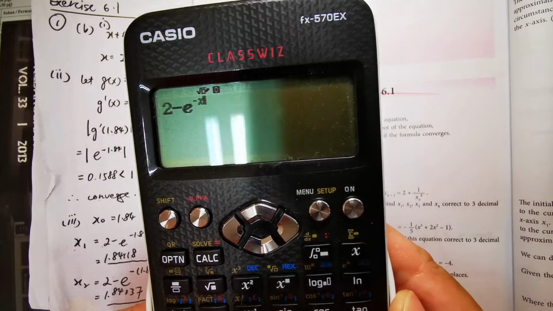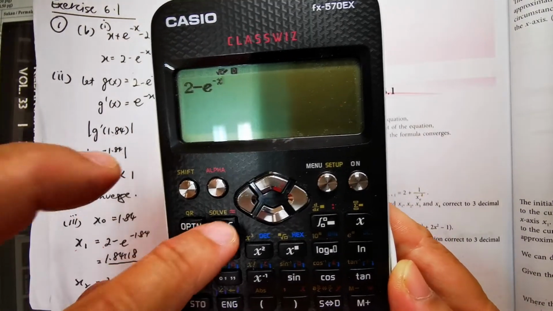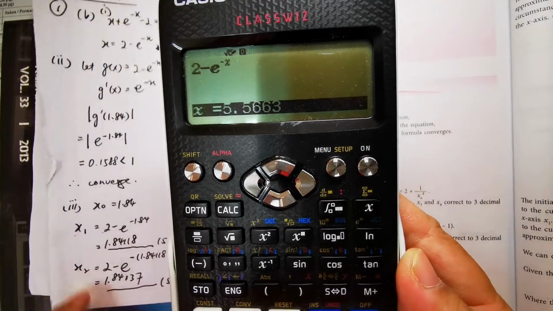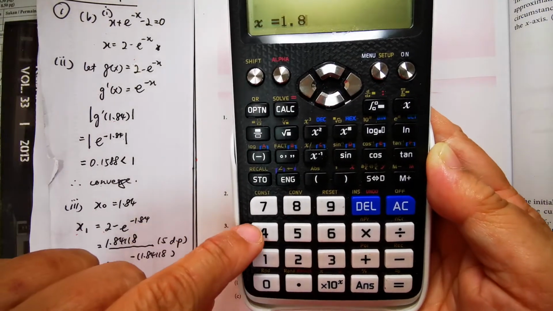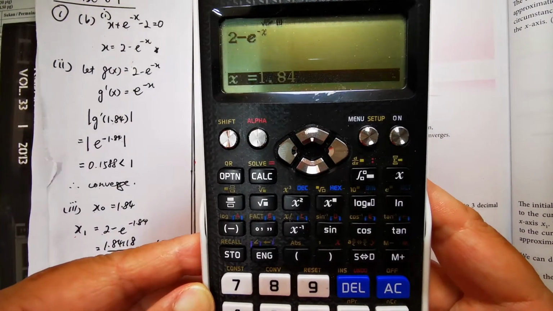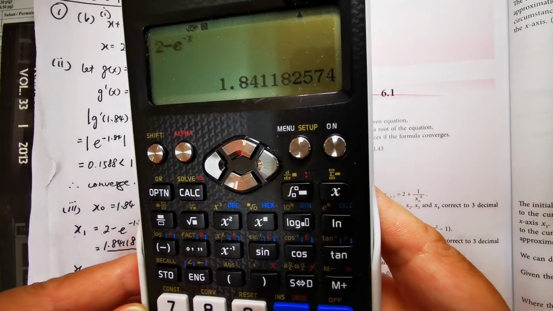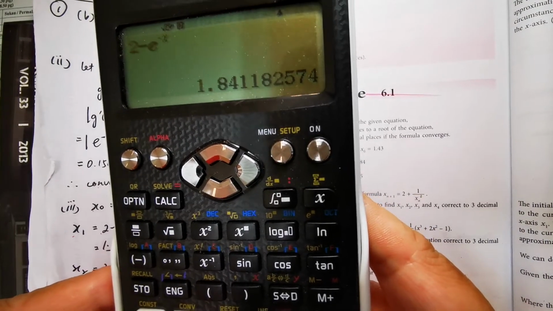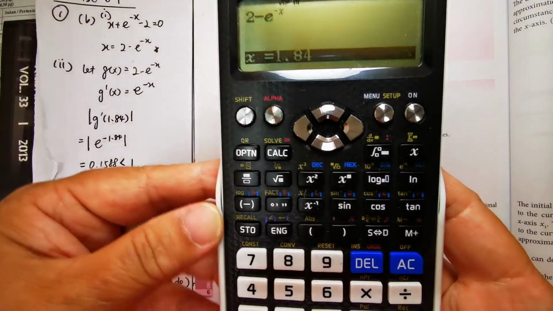Then you press the button CALC. Then it asks what value of x you want. The first approximation is 1.84, so press 1.84. For my calculator, I have to press twice. So you see they give me the answer 1.84118, or 5 decimal places, 1.84118.